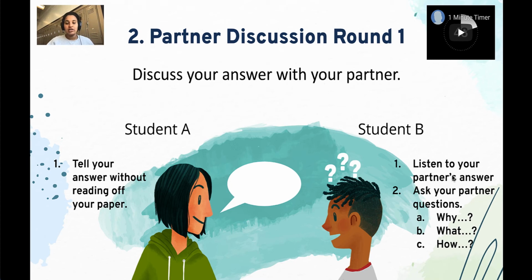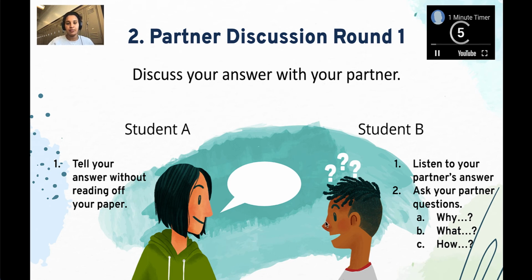Then, student B, you're going to ask your partner questions. You want to ask them questions that are going to help strengthen their answer. So, why does an air mass move? How does the rain impact the air mass? What does temperature have to do with the movement of an air mass? These were just examples of questions, but you want to use your knowledge to help your partner make their answer better.